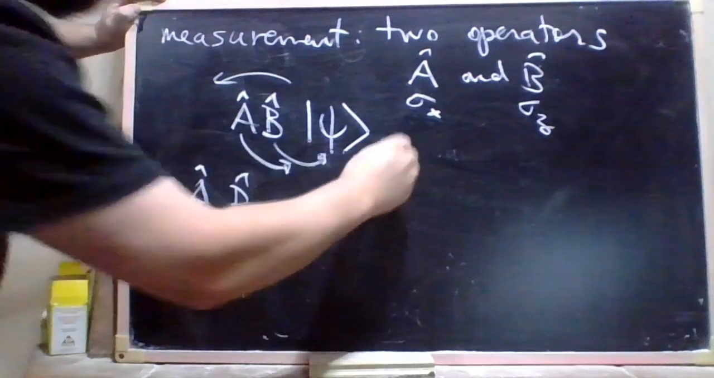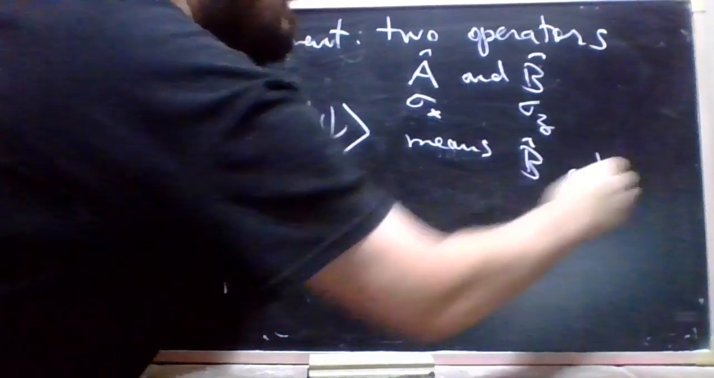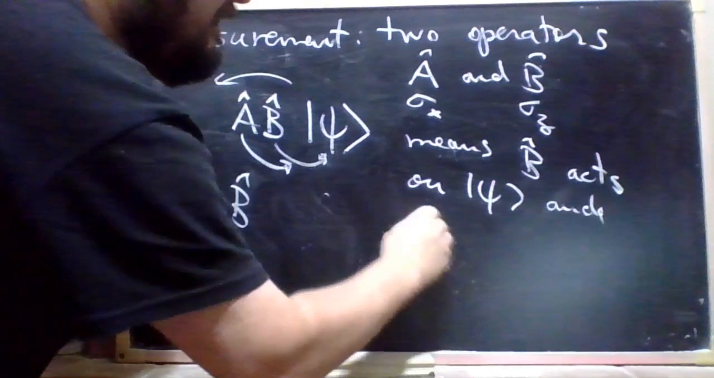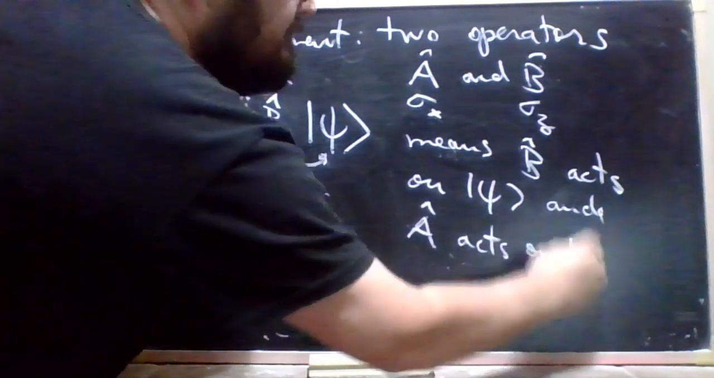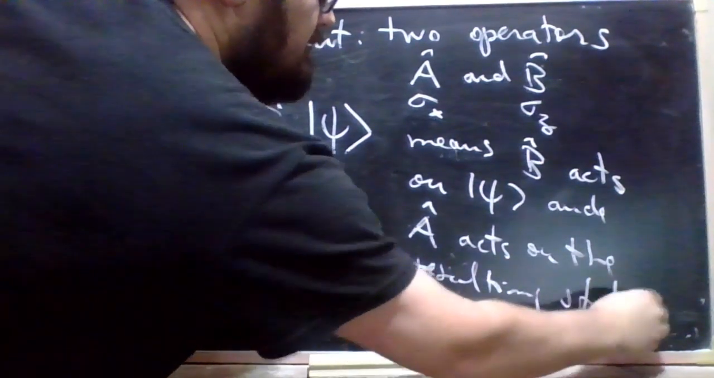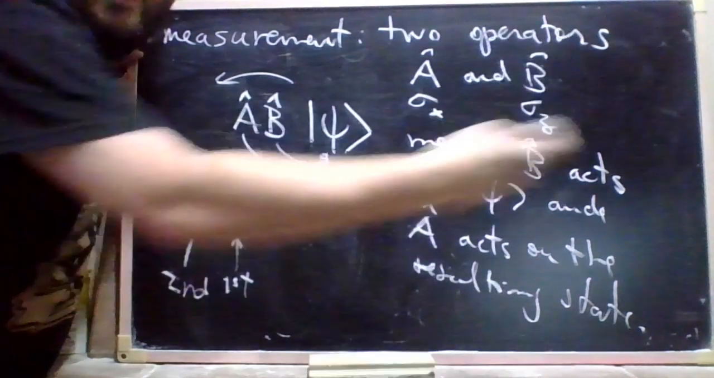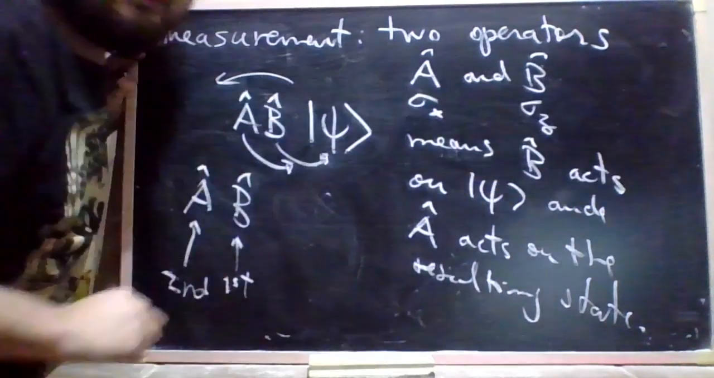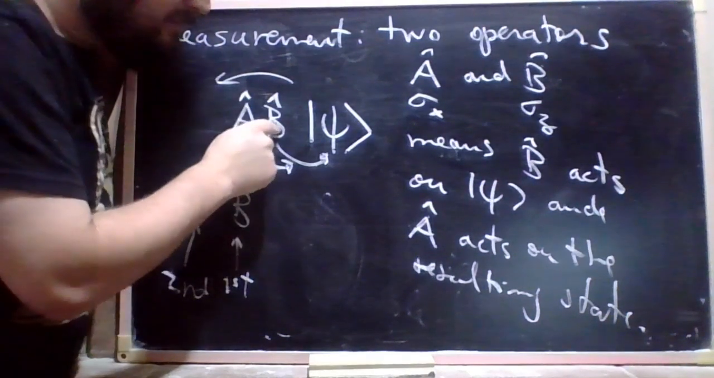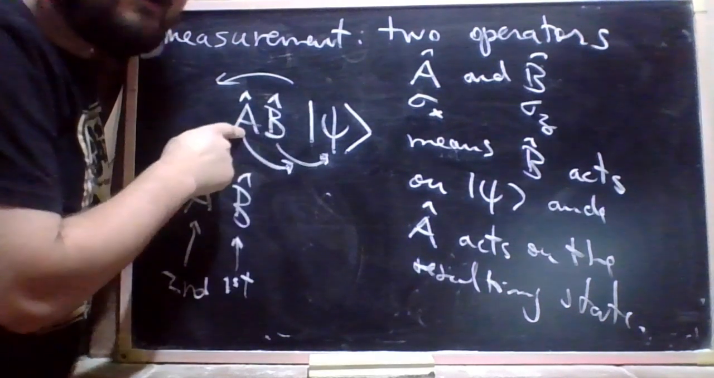So this representation means B acts on psi, and then A acts on the result, on the resulting state. Because when B acts over the state psi, you'll have another state phi. So A acts on the new state, right? And this means you are measuring B first and then A. This is the order of measurements. First B and then A, right?